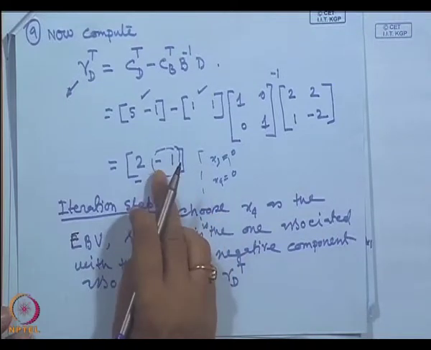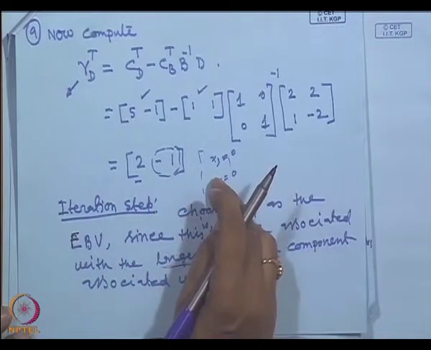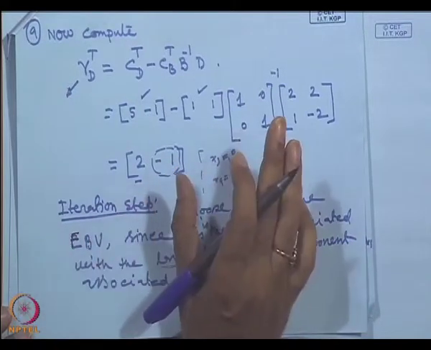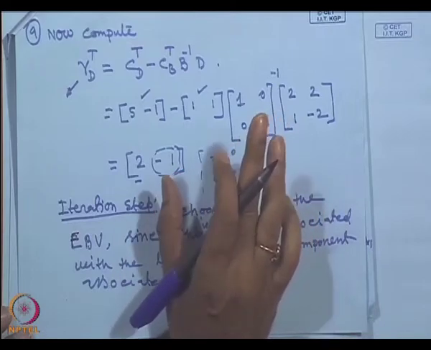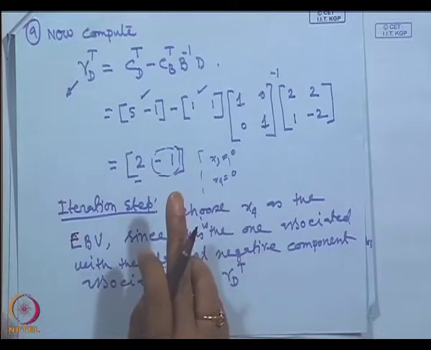the negative value is associated with x 4. If we change this non-basic variable to a basic variable, then there is a possibility to reduce the function value. So, our choice will be that the non-basic variable x 4 will be treated as a basic variable, and from x 1 and x 2, the two basic variables, one will become non-basic, which we have to decide.